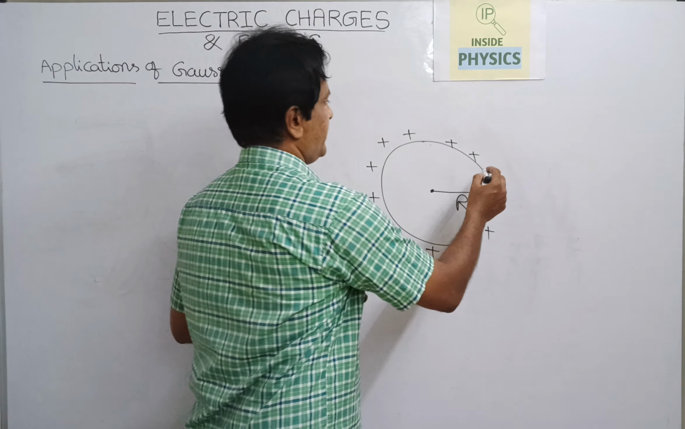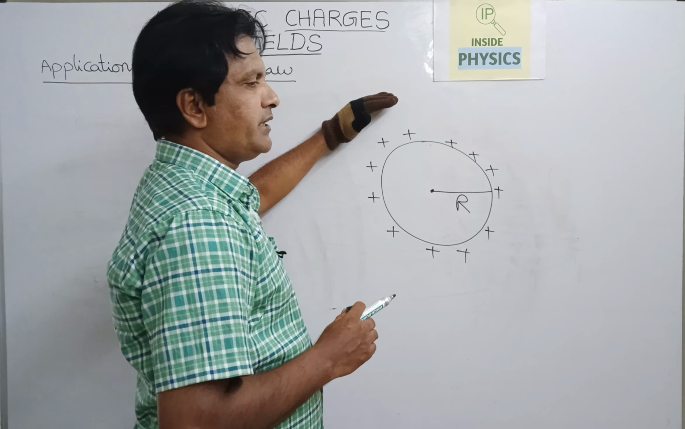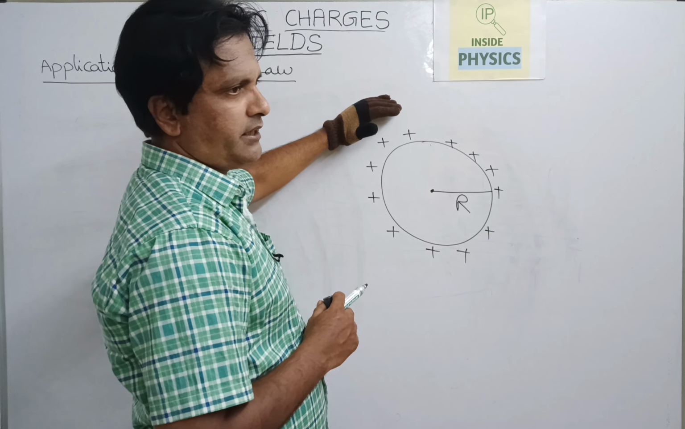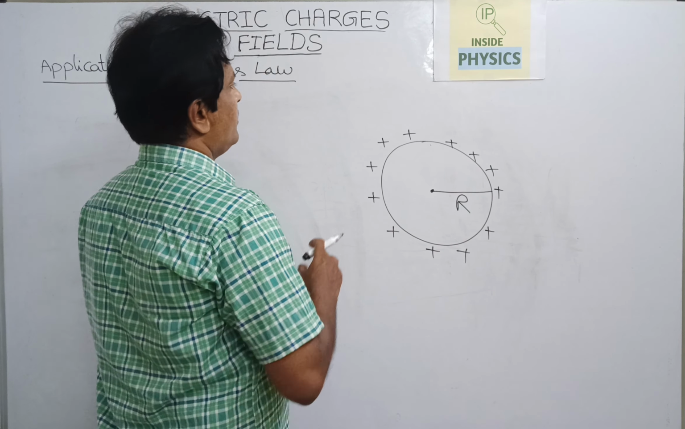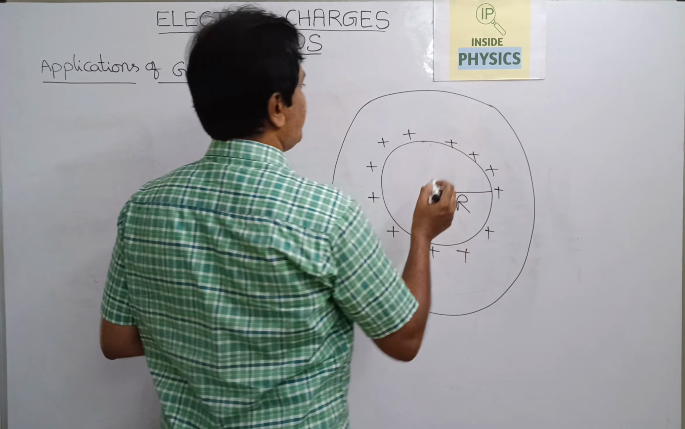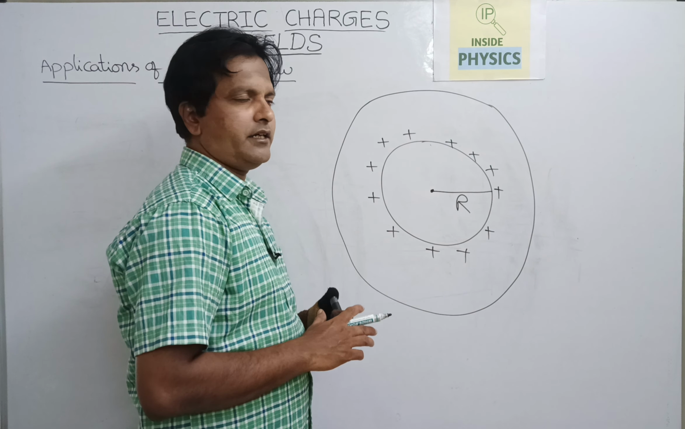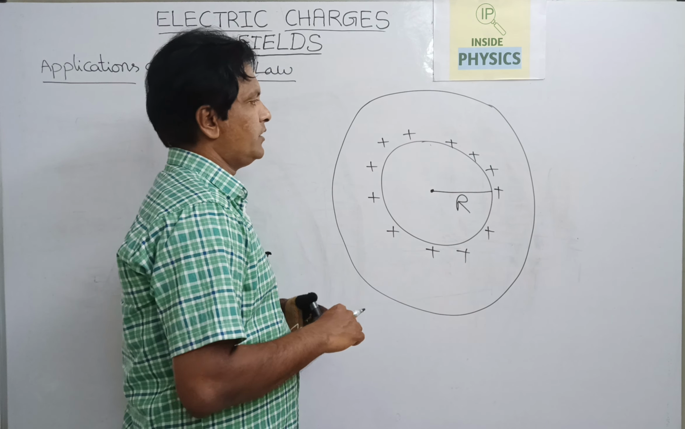So what we need to do, we need to imagine another sphere, which is very apt to calculate the electric field using Gauss law. We will imagine another sphere. Here there will be two cases: electric field outside the sphere and inside the sphere. We need to calculate both. If you take an imaginary sphere around this sphere with radius small r, and the sphere is having a radius of capital R.